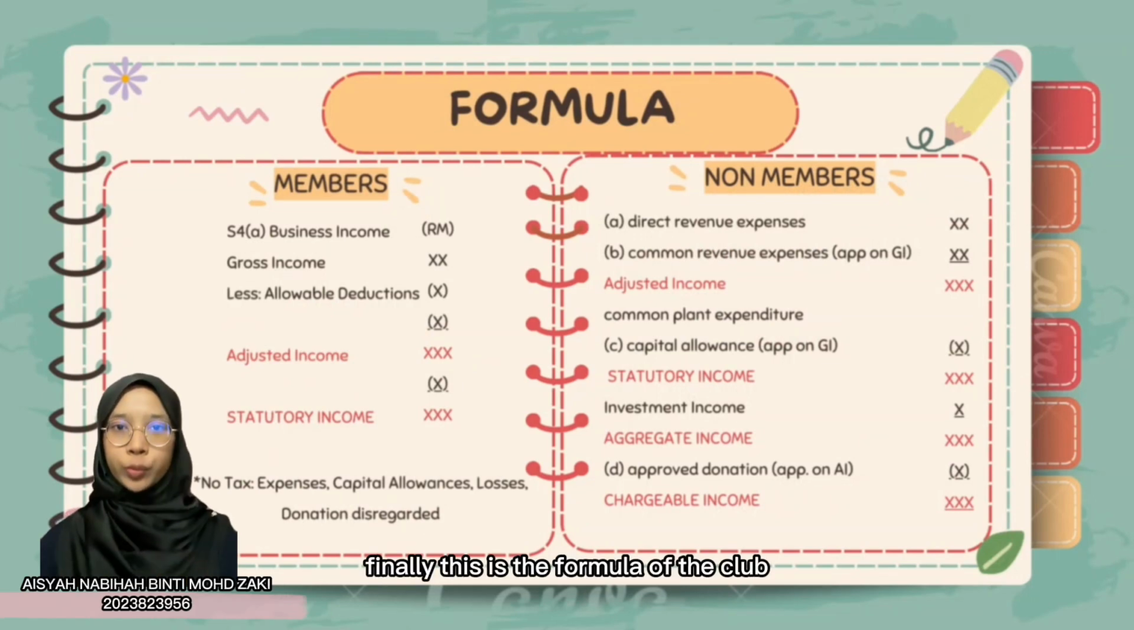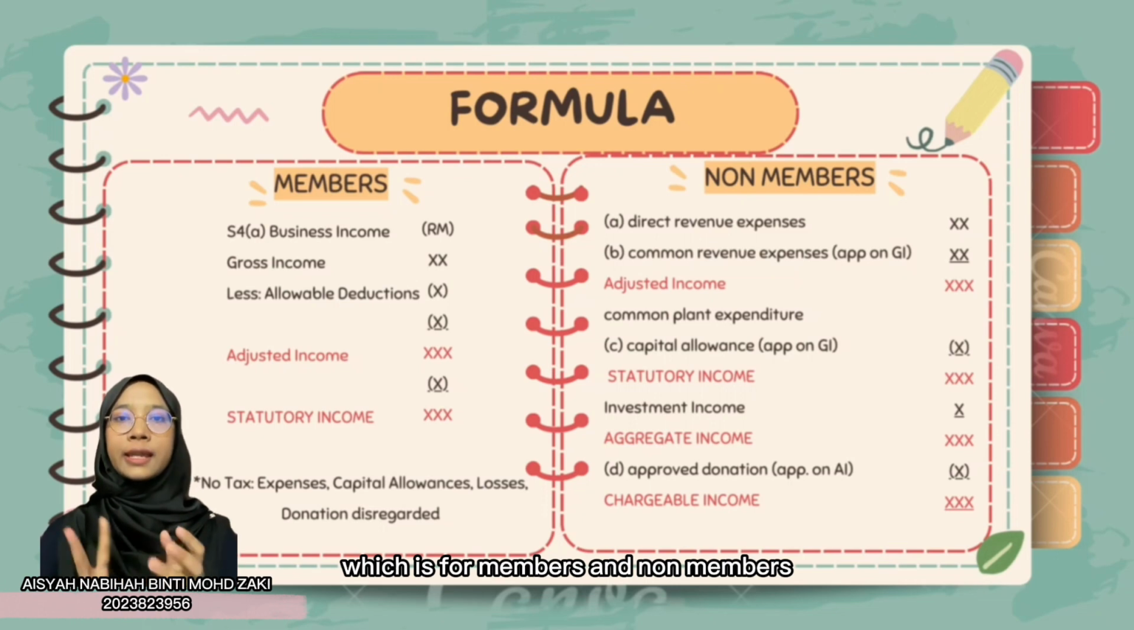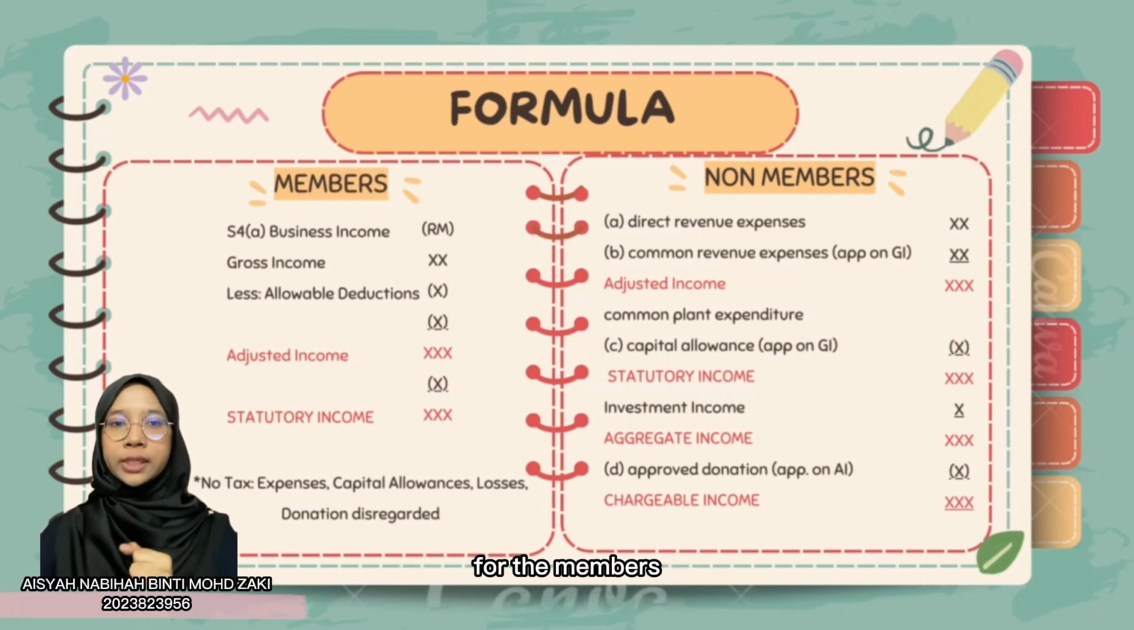Finally, this is the formula of the club, which is divided into two: for members and for non-members. For the members, the formula starts with section 4(a) business income, being the gross income of the members less allowable deductions, which gives the adjusted income, and then finally the statutory income. The expenses, capital allowances, losses, and donations will be disregarded under the members formula.